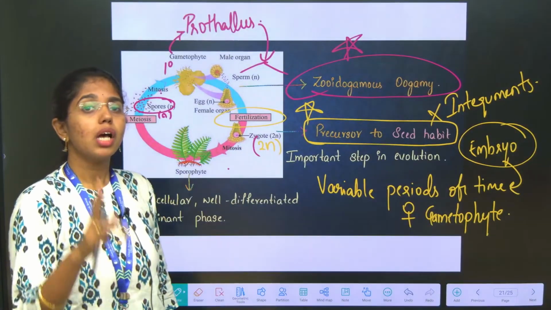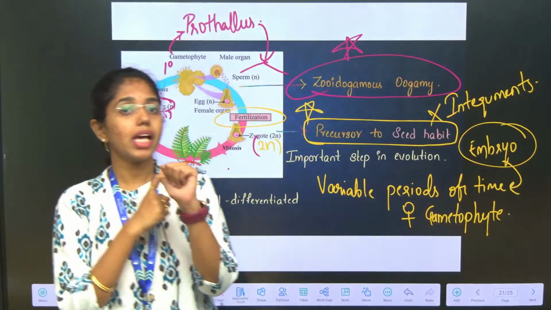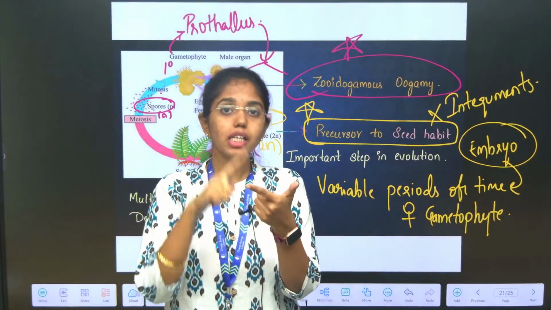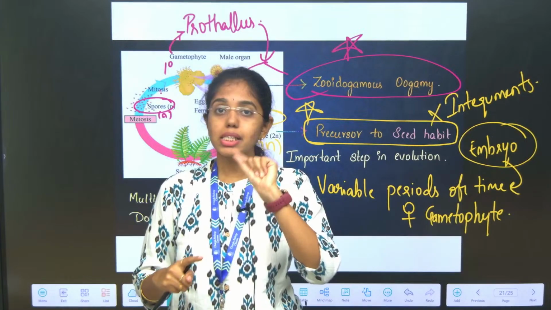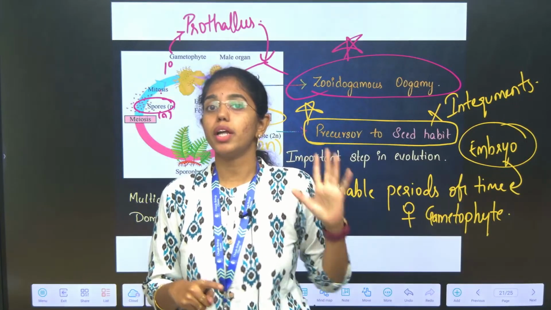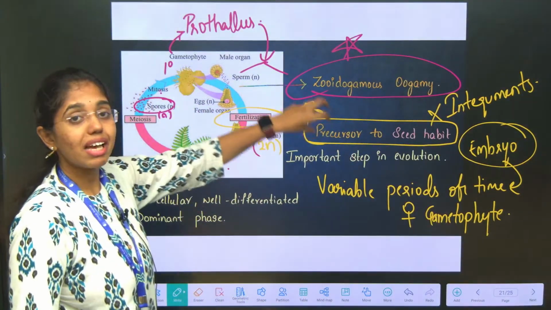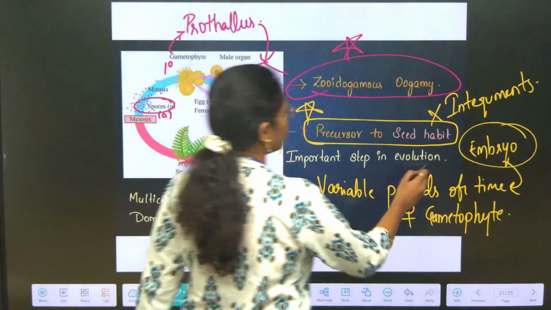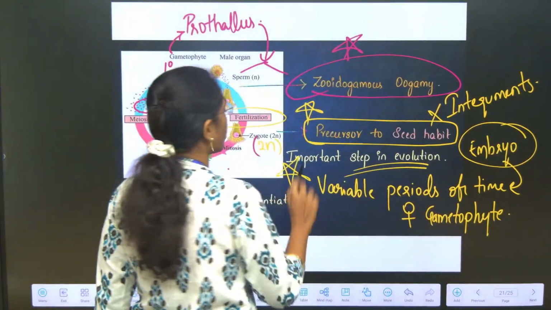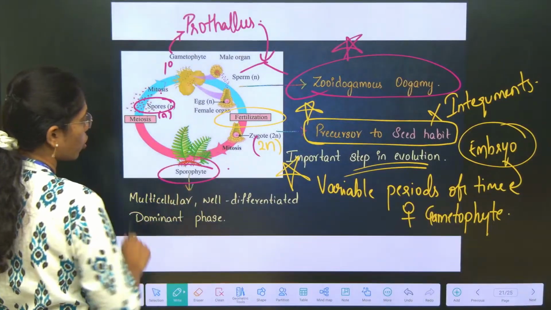Two specific features that you have to remember with respect to pteridophytes: first is the heterosporous condition, second is the precursor to seed habit. These are two important features to keep in mind. This precursor to seed habit is a very important step in evolution, and this develops into a mature sporophyte.